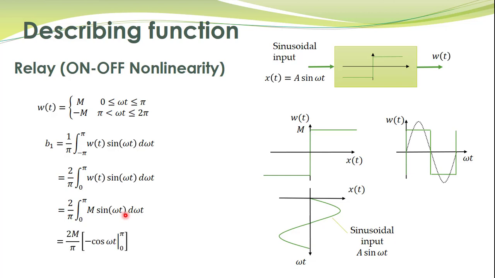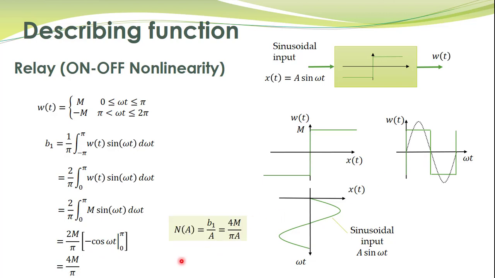What is the integral of sine of omega t with respect to d omega t? That is minus cosine omega t. m is written over here, and then we substitute the limits of this integration from 0 to pi. If we substitute the upper limit, what is cosine of pi? That is minus 1. And what is cosine of 0? That is 1. We shall get 4m divided by pi.